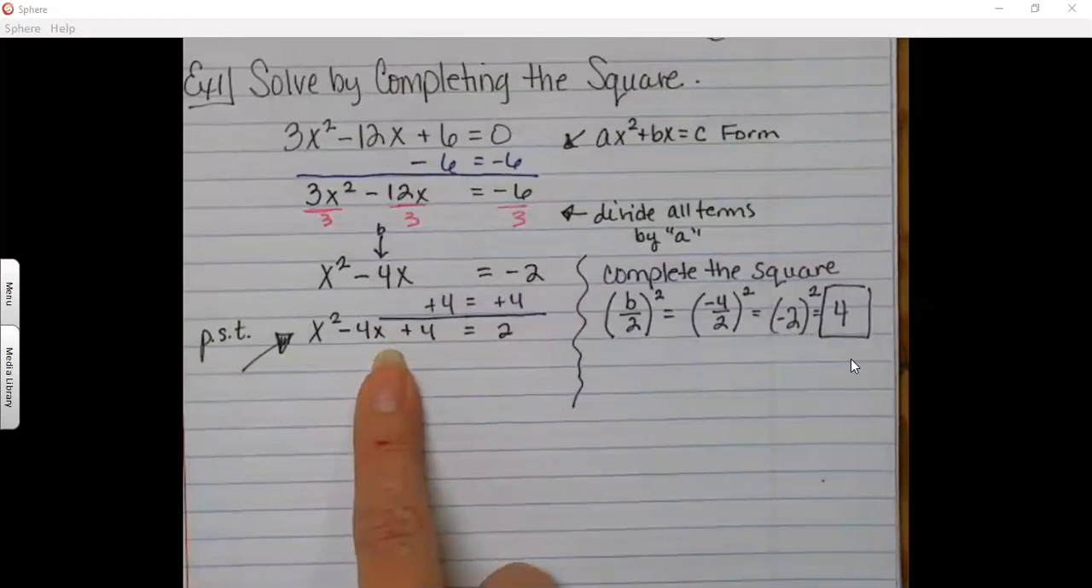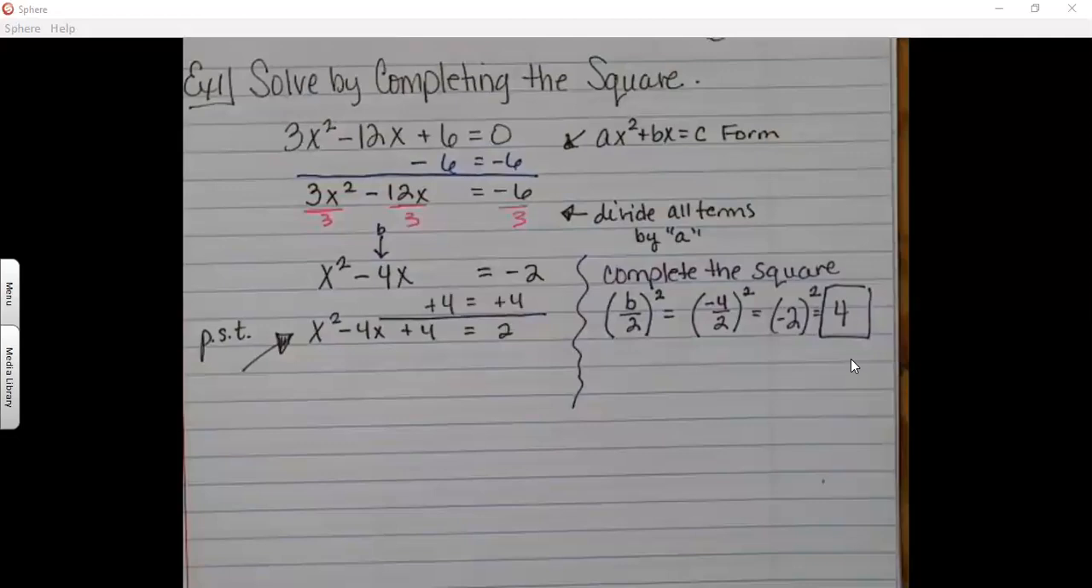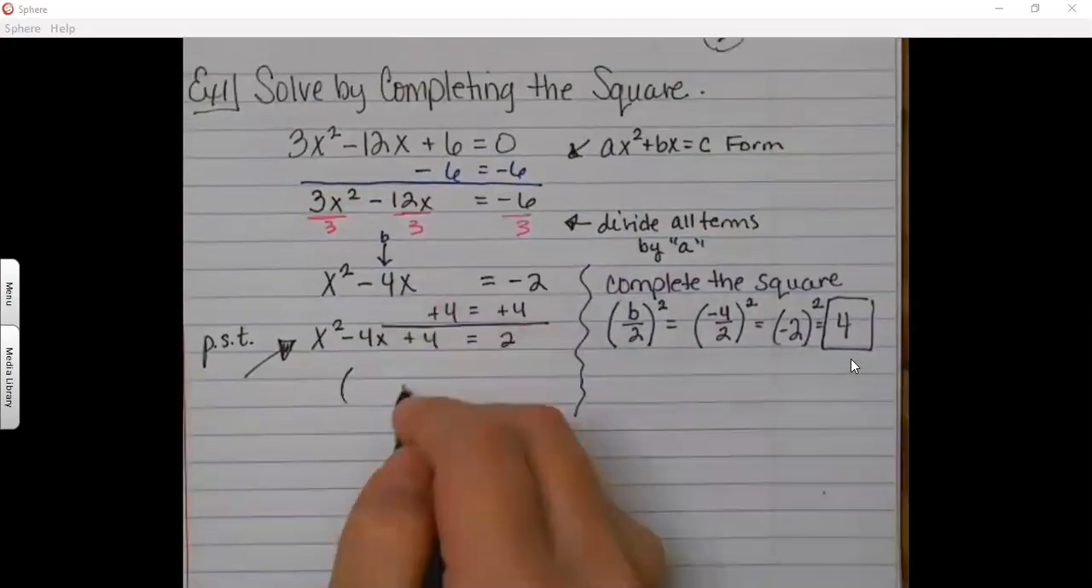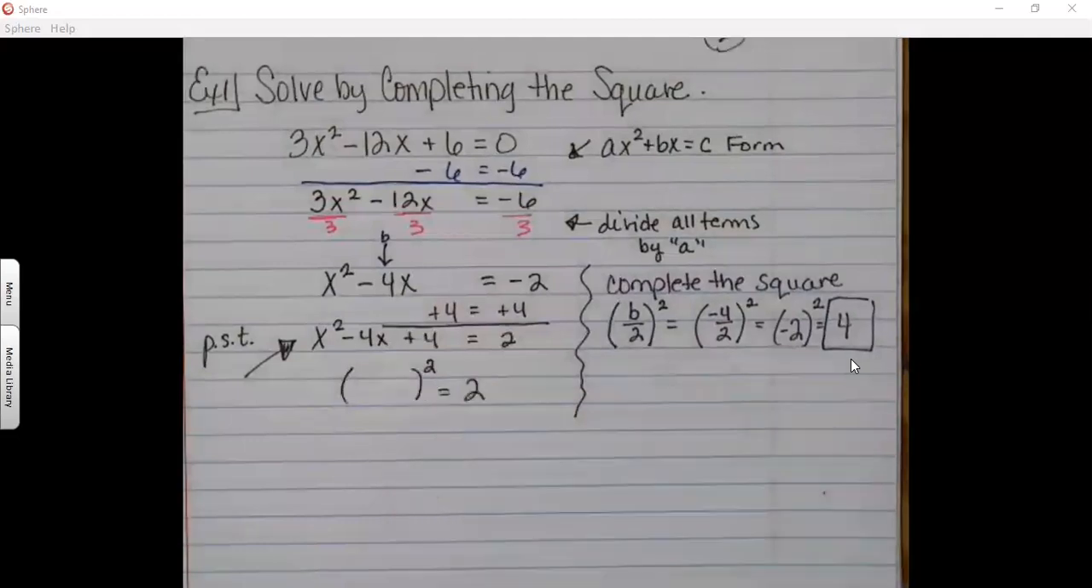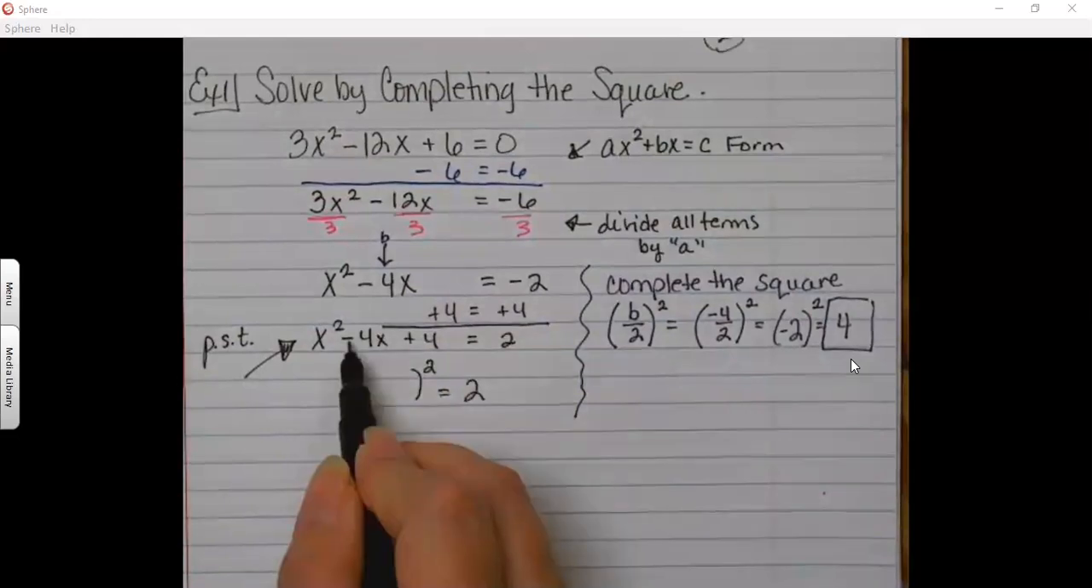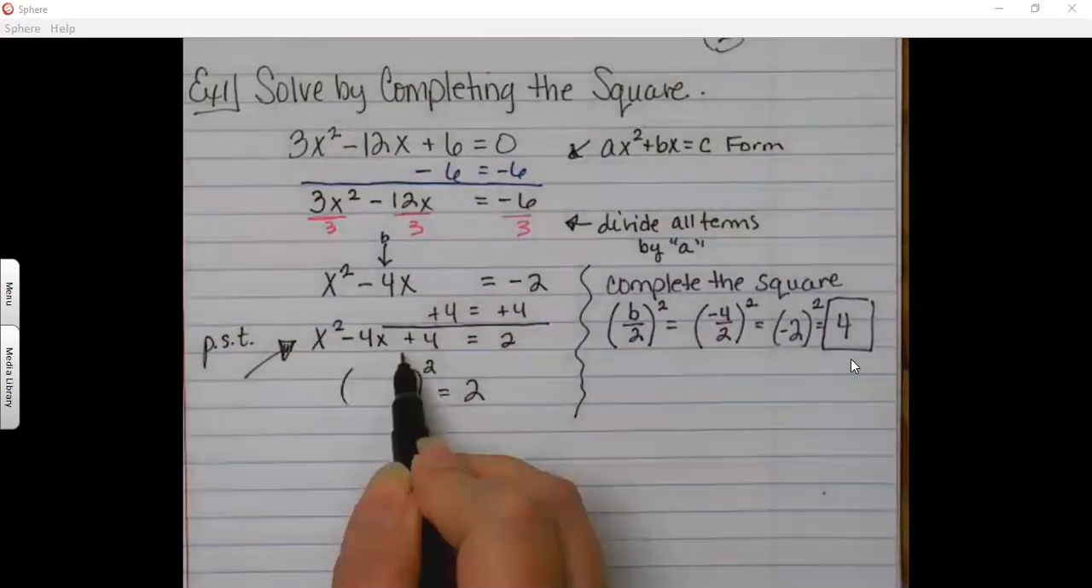So we know our factors are going to be identical. So the shortcut says you make one set of parentheses, but you must square it because you're going to have 2 identical factors. You must square it. The sign between the two terms is going to be whatever the sign of B is. Remember, C always has to be positive for a perfect square trinomial. So it's whatever the sign of B is. So the sign in the middle is a negative.